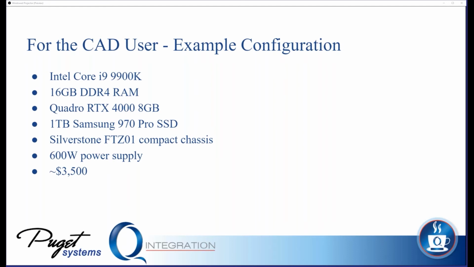The Quadro RTX 4000 comes out as a sweet spot on the video card side. It's faster than pretty much anything from the previous generation of Quadro cards without being too expensive. A 1 terabyte Samsung SSD, a nice compact chassis, and then a good sized power supply to make sure everything's taken care of there. And just a ballpark from us, that would run around $3,500. I think somewhere in that 3,000 to 4,000 range is what we see as the average for CAD users on their workstation spend.